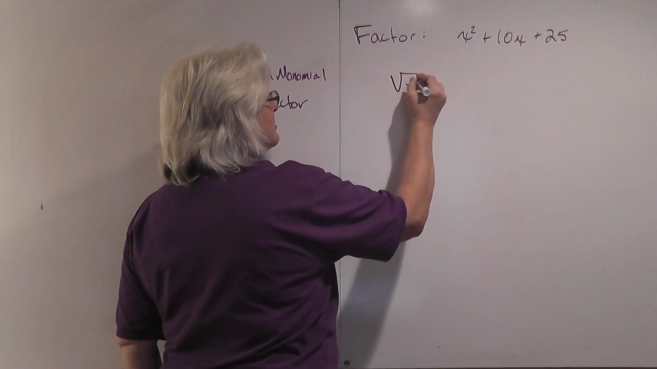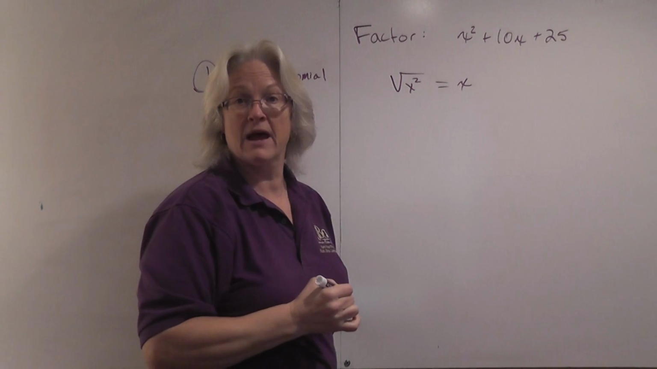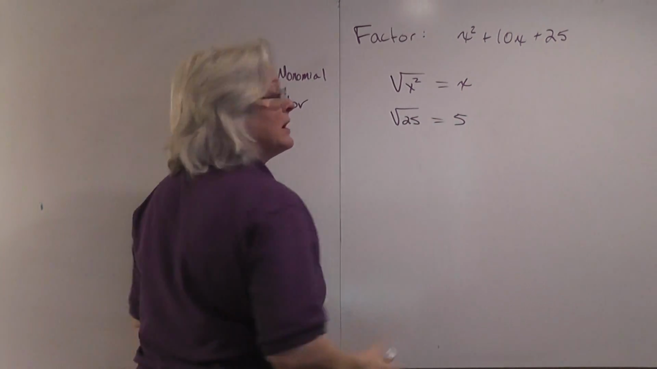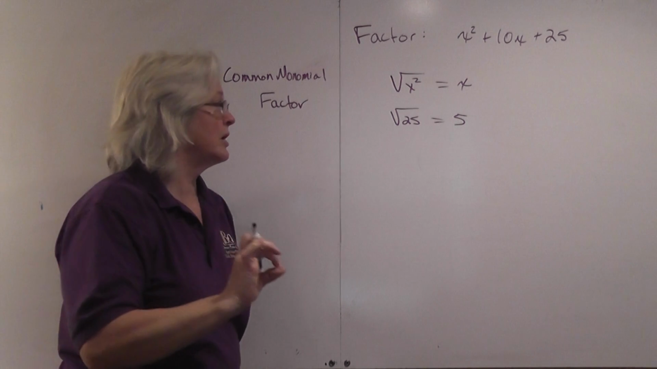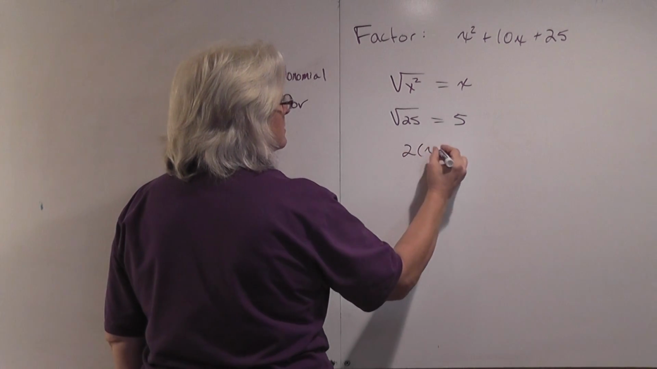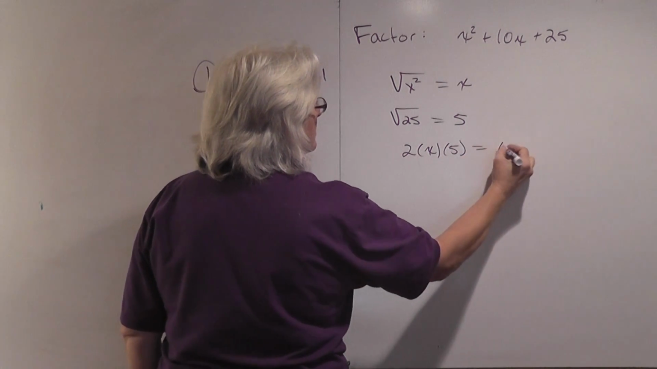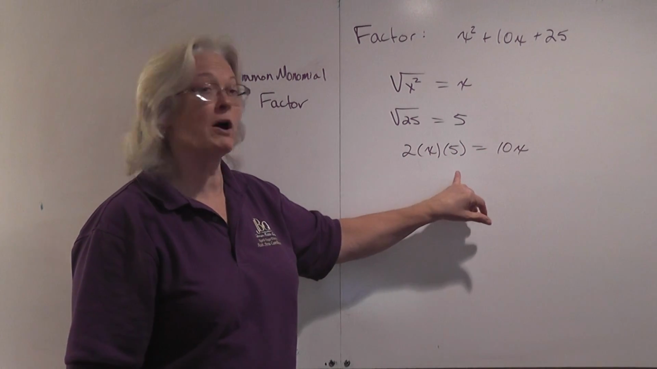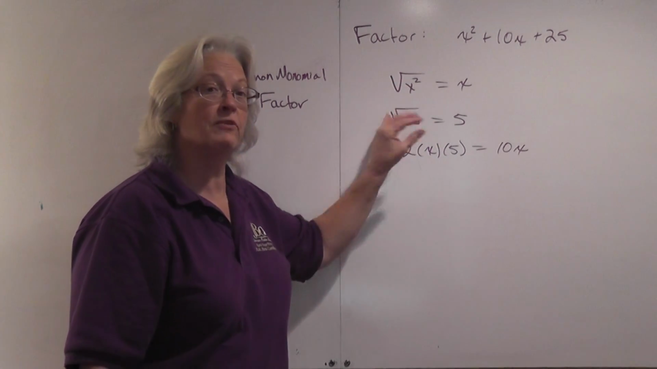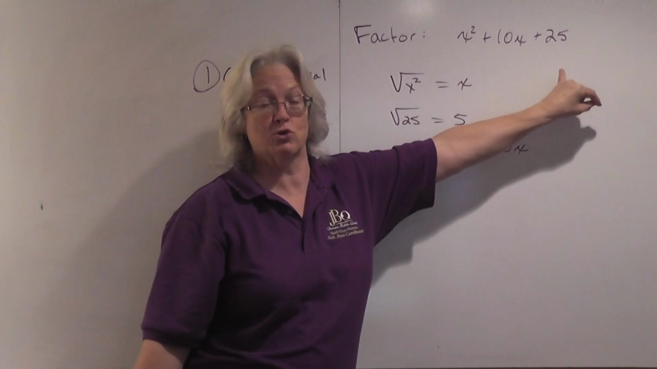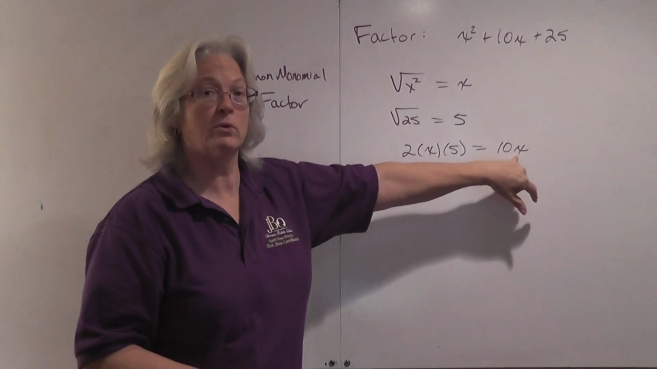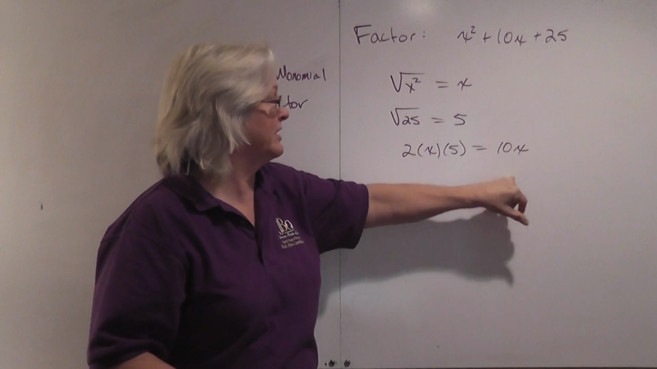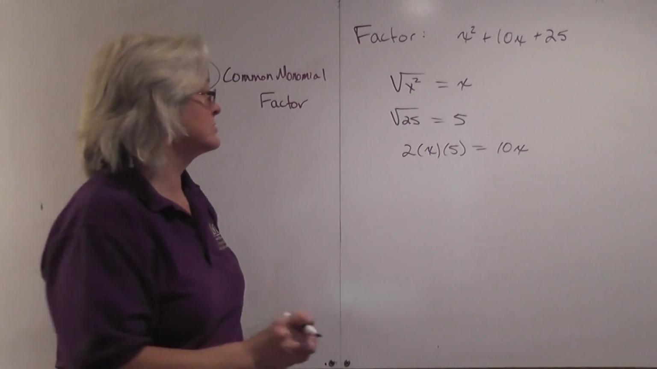What is the square root of the first term? Well, the square root of x squared is x. What is the square root of the third term? The square root of 25 is 5. What is twice the product? It's going to be 2 times x times 5, which is equal to 10x. So twice the product of the square roots of the first and third terms of this trinomial expression is equal to our middle term, 10x and 10x. So this is a perfect square trinomial.